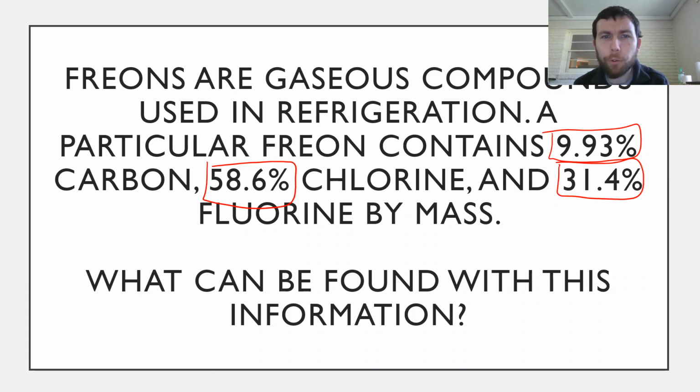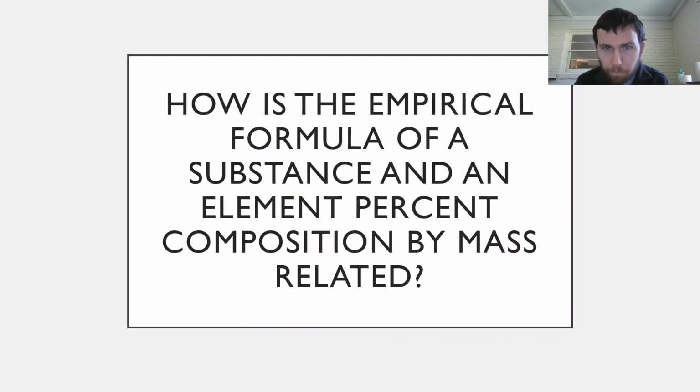Okay, we're not going to walk through how we would do that in this particular video. Maybe I can do another one later, but using that information, we could figure out the empirical formula for that particular substance, right? Now again, how is the empirical formula of a substance and an element percent composition by mass related? Well, knowing the percent composition by mass, you should be able to use those percent compositions by mass to help you solve for the empirical formula, like we saw in the previous slide.